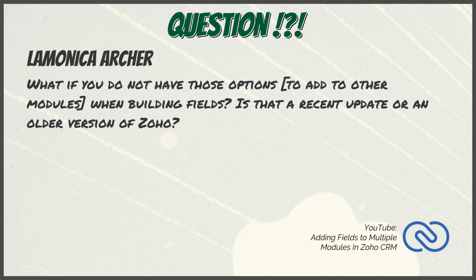All right, this first one is from LaMonica Archer after watching my video adding fields to multiple modules in Zoho CRM. She says, what if you don't have those options? And the options I was discussing in the video were to add a newly added field to other modules. If you add a field in the edit properties, you can check add this to this and this module when bundling fields. Is it a recent update or an older version of Zoho?